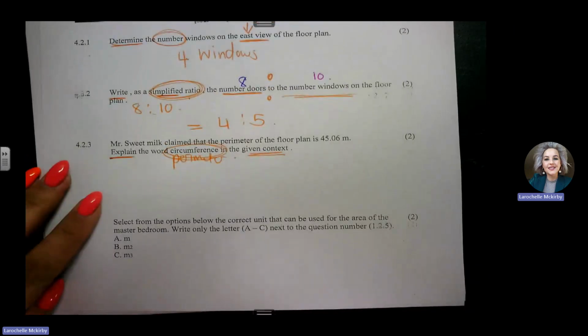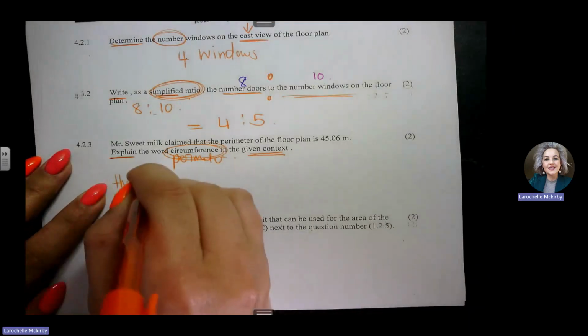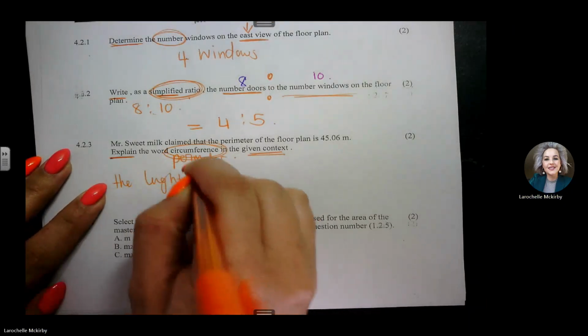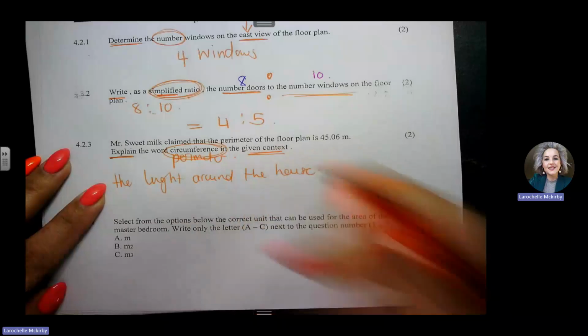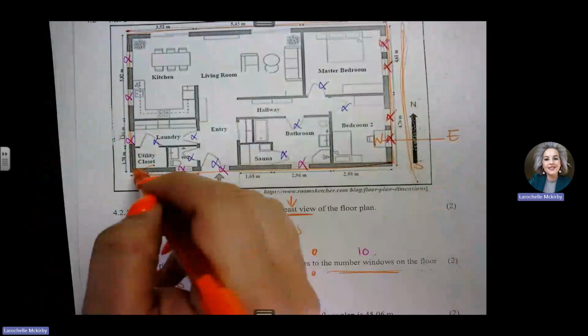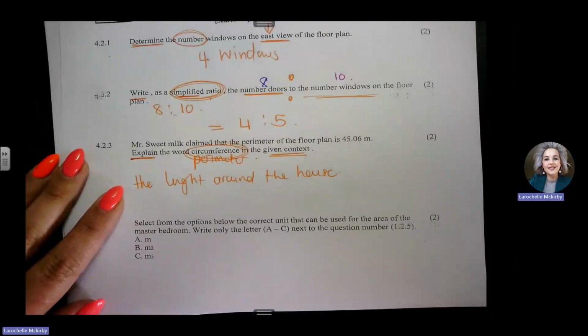If you need any more time, please pause the video now and write it down, because I will now give the answer. And the answer is: the length around the house will be the perimeter. It is the distance or the length around the house. That is what we call the perimeter.